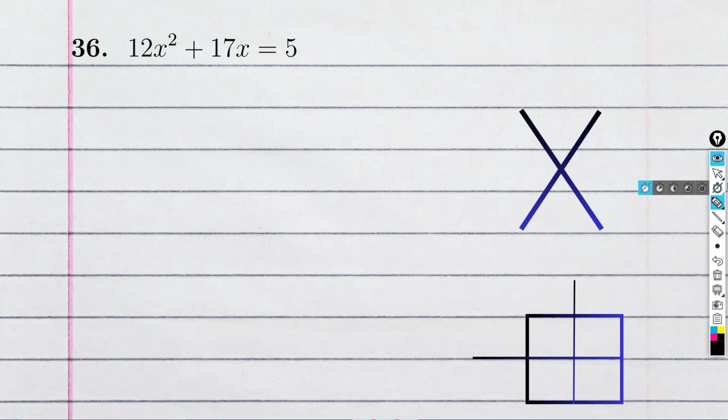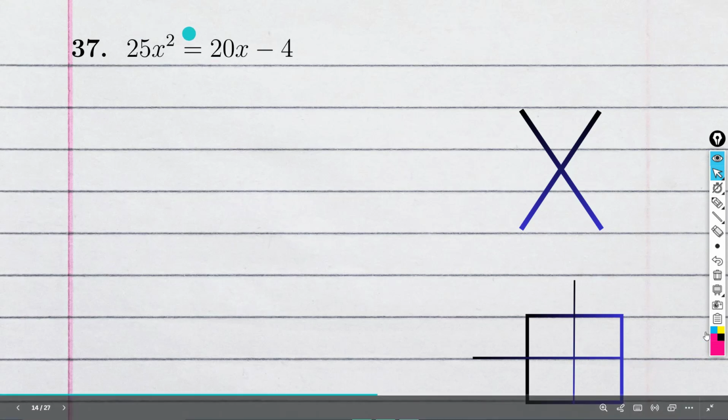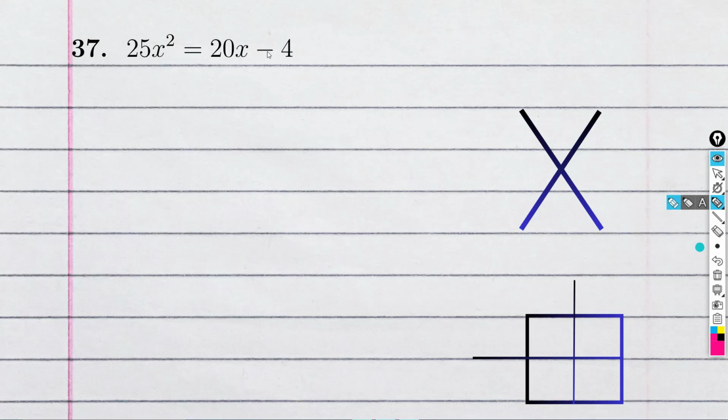So looking at number 37, it's again a similar idea. We've got to get everything moved from the right hand side to the left hand side. So we'll start with that. And we'll move the 20x over to the left, and the 4 over. It's going to change signs. There's nothing that can combine, and so when I rewrite it, I have 25x squared minus 20x plus 4 equals 0.